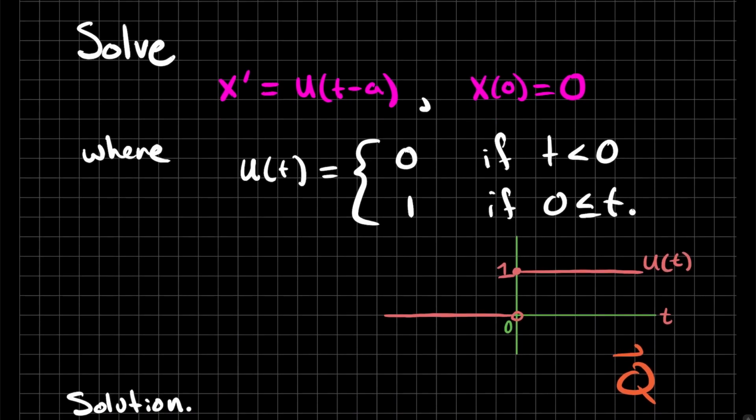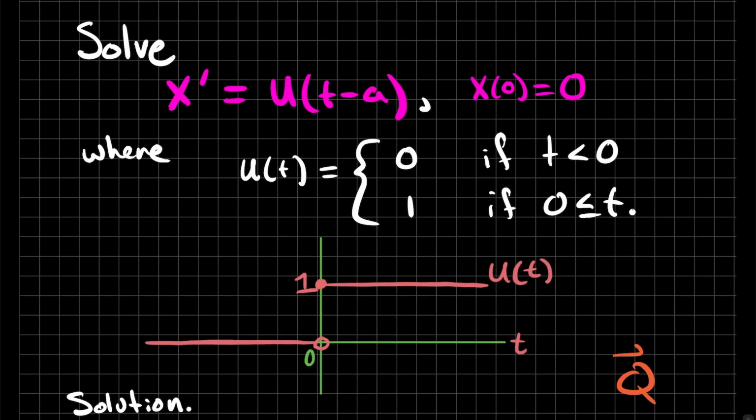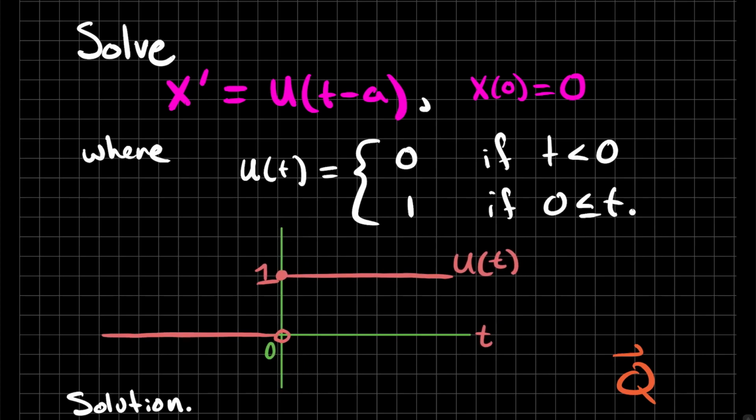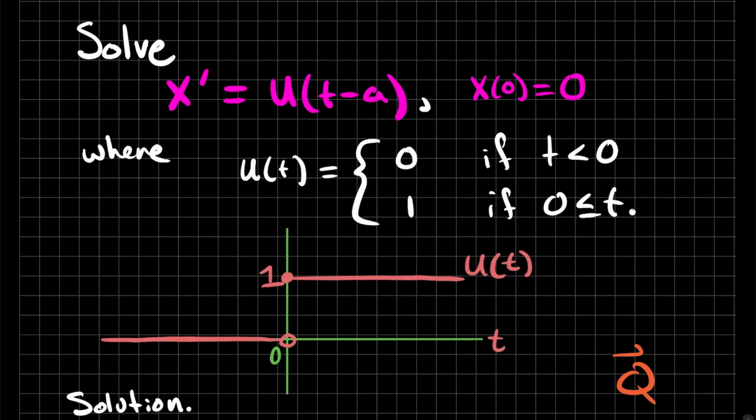So the ODE that we're going to be solving, on the left we have x prime, and on the right we have the Heaviside function. And from last time, if you guys remember, the Heaviside function is just without the a. So when a is equal to 0, it's equal to 0 when t is less than 0. But at 0 and greater, the function is 1.